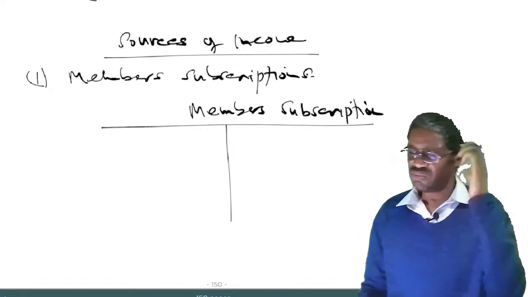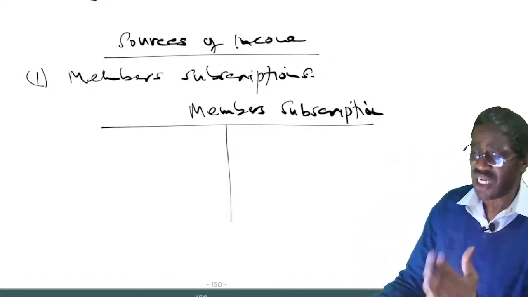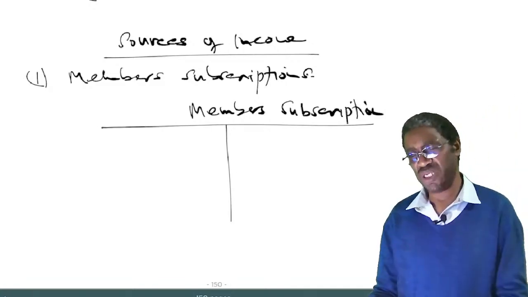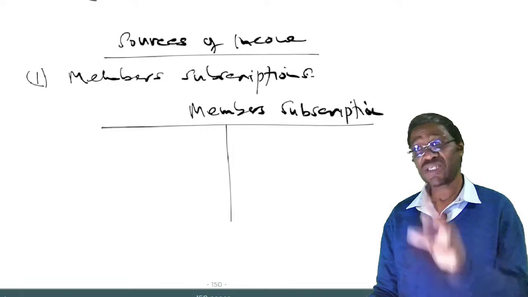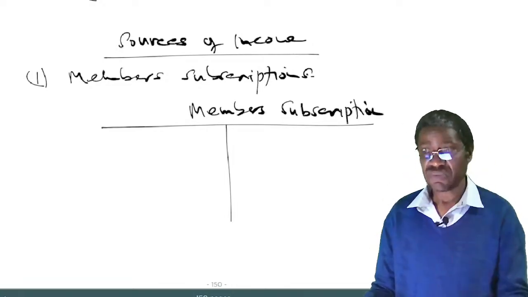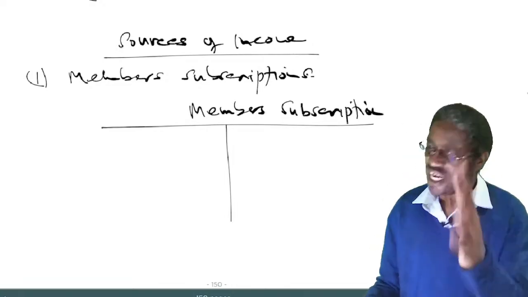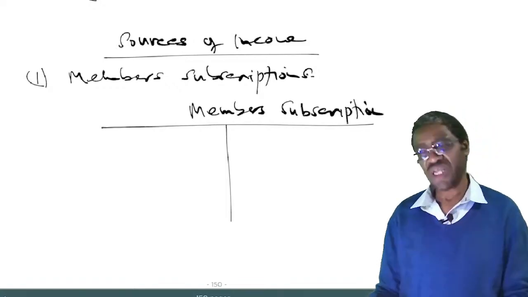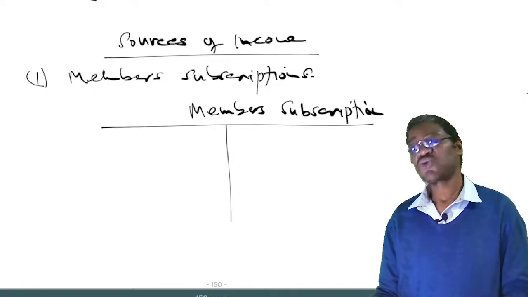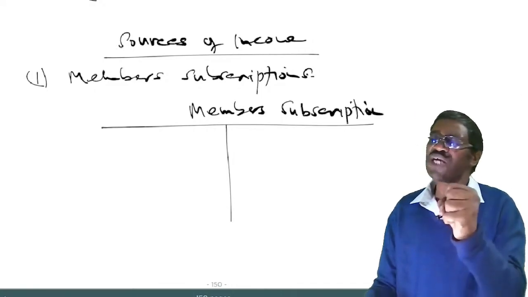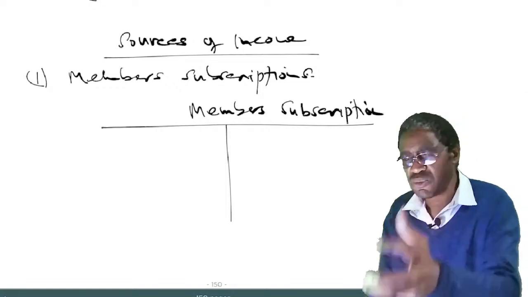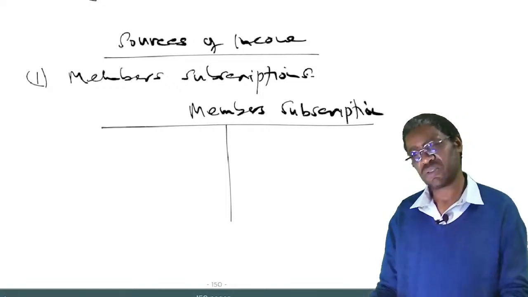So let us assume that by the beginning of this year, there are some members who had not paid their subscriptions for last year. In other words, by the end of last year, there were members who had not paid their subscriptions. So those subscriptions are still owing. We are still demanding from them. Those subscriptions are still in arrears.